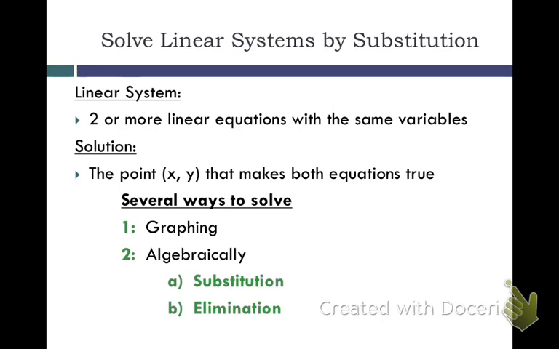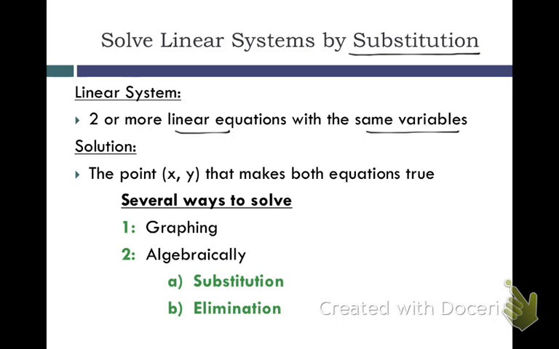To get a more accurate solution, we can solve the linear system by an algebraic method called substitution. Just a reminder, a linear system is two or more linear equations with the same variables. So that means that both of your equations will have an x and a y, or an a and a b, an input and an output.